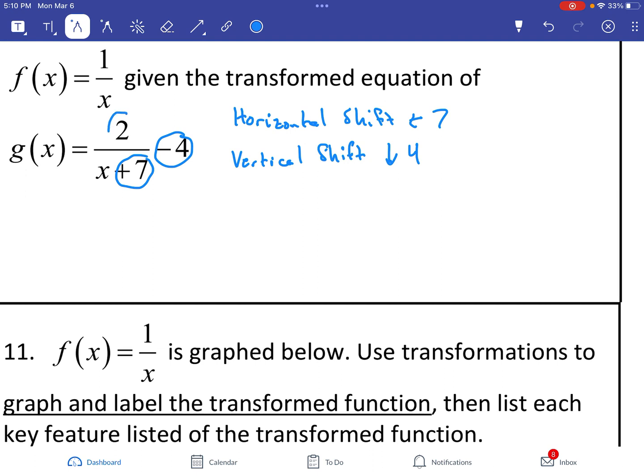Lastly, this is a 2. Since it's not in the function because it's not being multiplied by the x on the bottom of the denominator, this is a vertical stretch by 2. And those are our 3 different transformations.